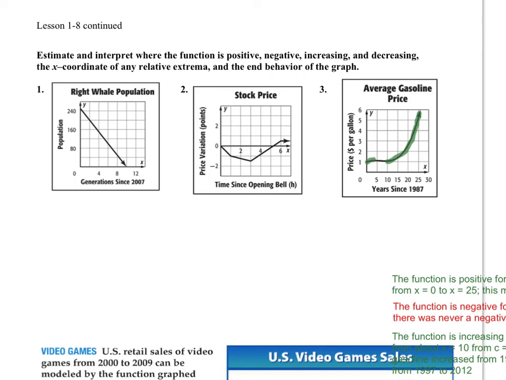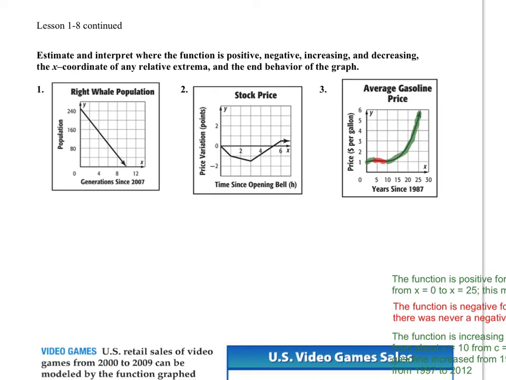So then the other part of the graph is decreasing. So the function is decreasing for x equal to 4 to x equal to 10, and this means the price of gas decreased from 1991 to 1997. So I'll go ahead and highlight that part of the graph like that.